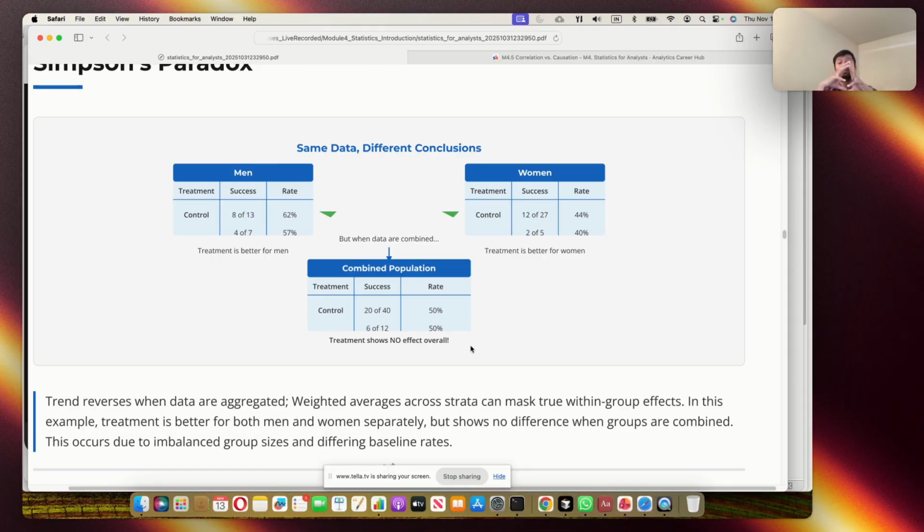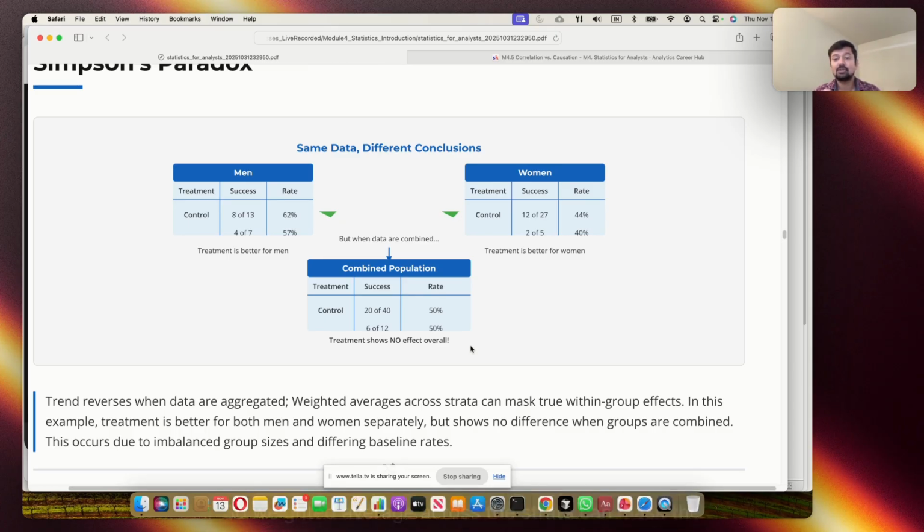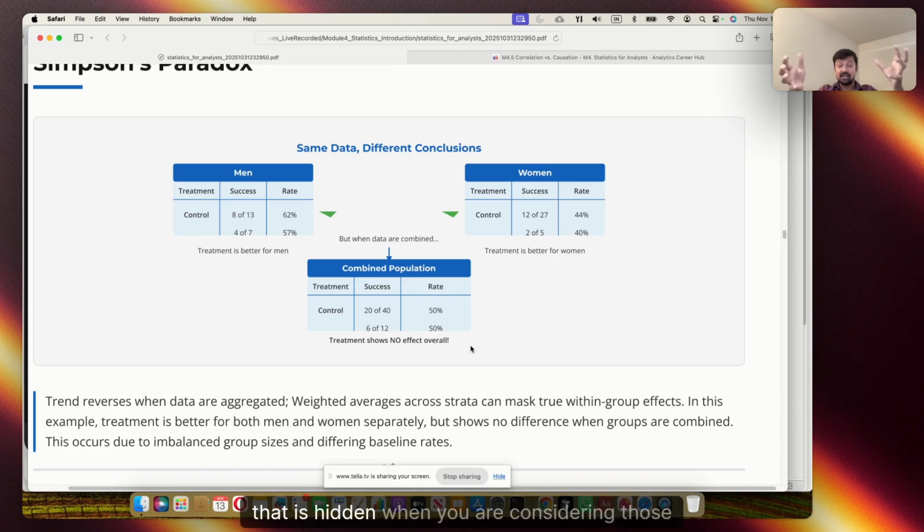So you need to understand how you are analyzing the data. Are you analyzing the data by removing those kinds of factors, considering all the factors separately, or are you using the data sets together? It is very, very important to understand the Simpson paradox. This is all about it: trends reverse when data is aggregated. A weighted average across the strata can mask the true effect within the groups. In this example we can clearly see this, and this is the Simpson paradox. When you combine, the actual result that you see when you stratify is hidden when you are considering those variables separately or differently.